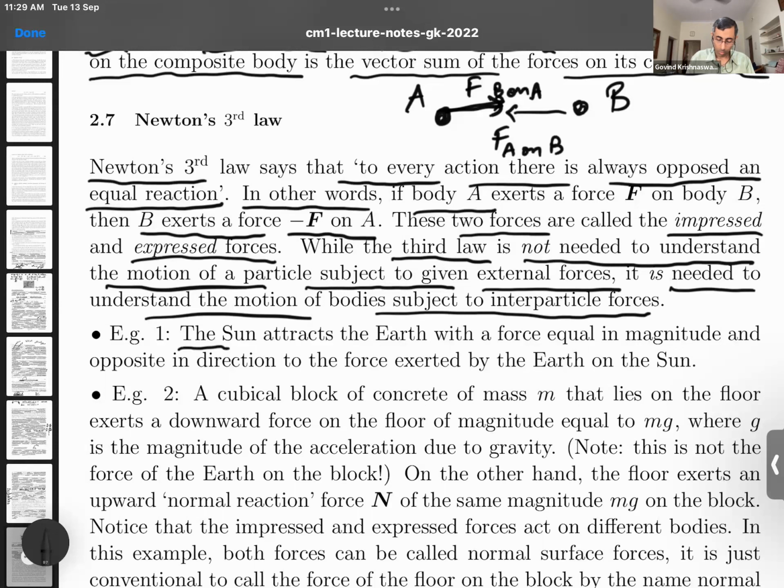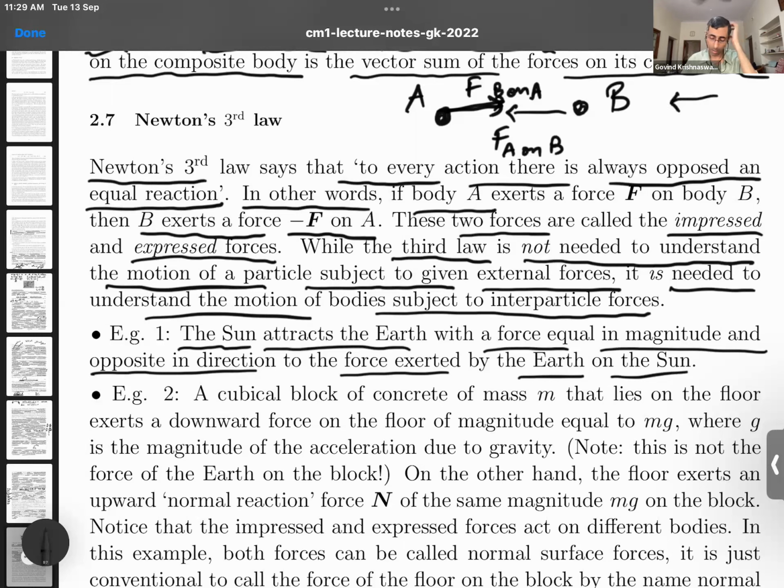Now let me give a couple of examples of Newton's third law, which I'm sure you have heard about before, hopefully. The sun attracts the earth with a force equal in magnitude and opposite in direction to the force exerted by the earth on the sun. That is very much like the picture of A and B with these two objects. That could be the sun and the earth.